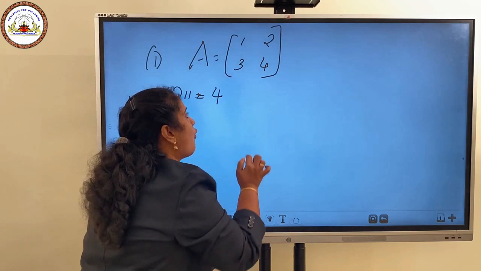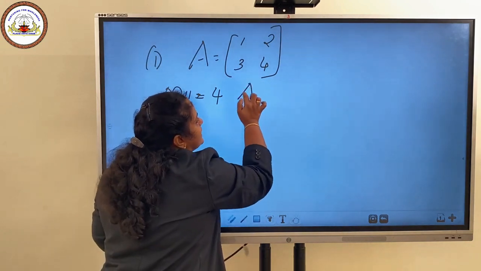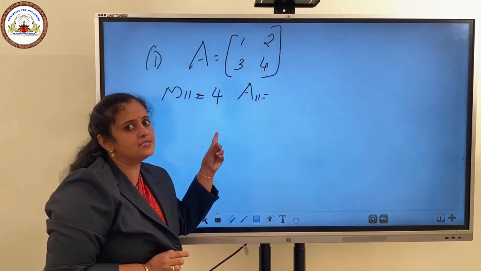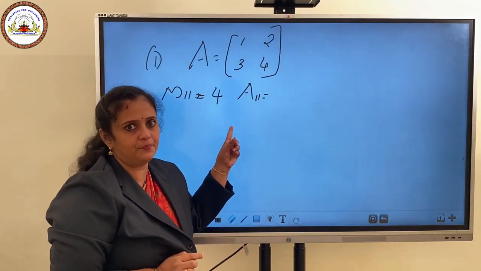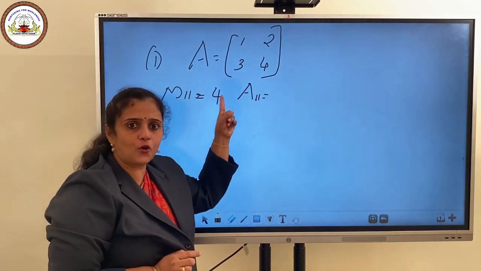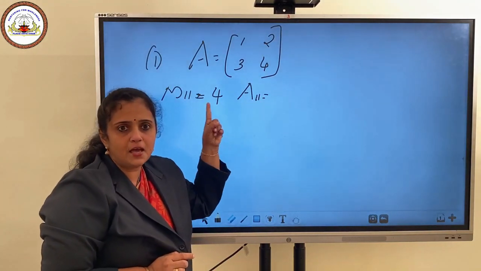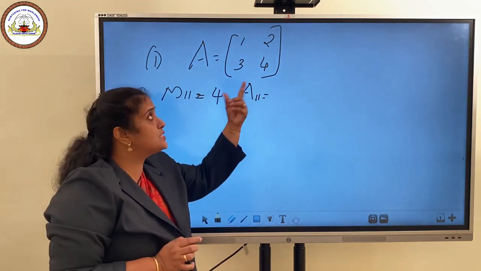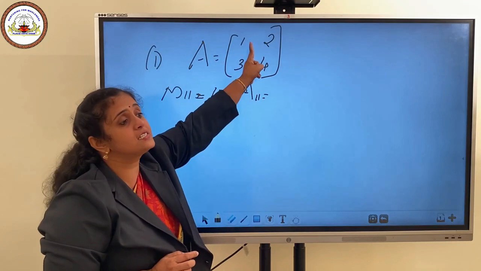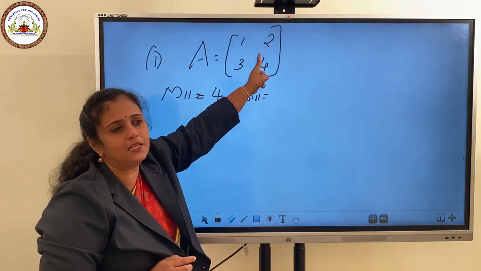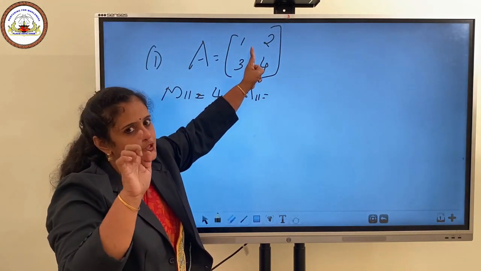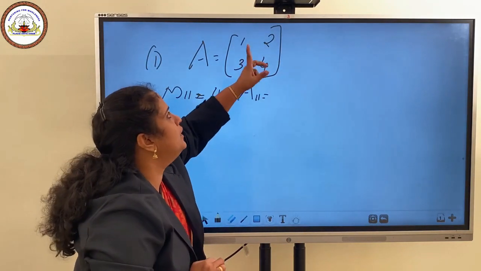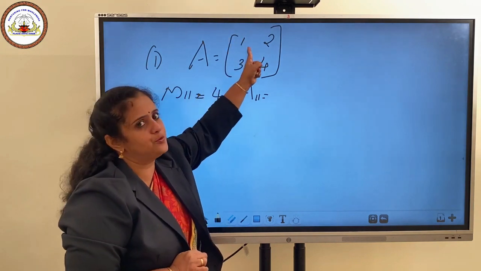Then we can find the cofactor. Cofactor we can denote as capital A11. The last class we already discussed how to find the minors and cofactor. When we are finding the cofactor, the formula is (-1) raised to i plus j into M11. (-1) raised to i plus j, for the first row, first element, is always (-1) raised to 2. That means always positive. The easy method: the first element is always positive.